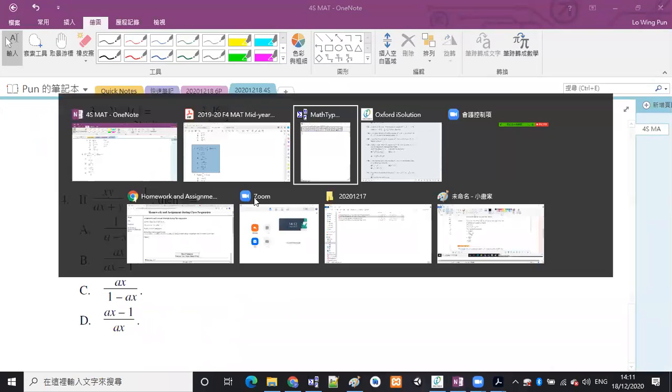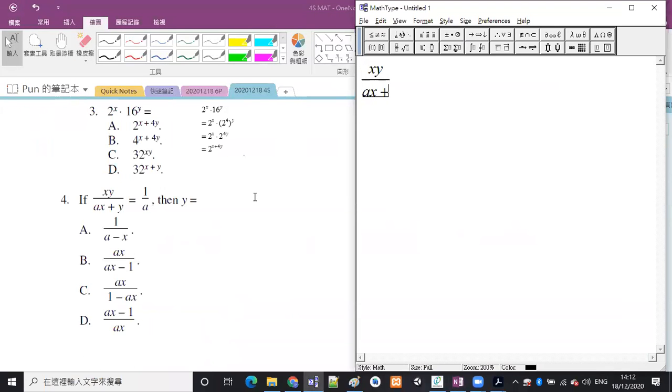Number 4, changing subject. So we have xy over ax plus y equals 1 over a. Obviously we want to change the subject to be y. There are two fractions, and luckily the left-hand side is one single fraction, and the right-hand side is also one single fraction. So we just multiply the denominators to the opposite side. So it's axy is equal to 1 times ax plus y.